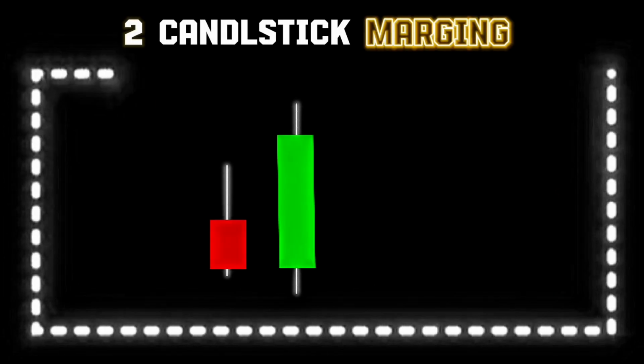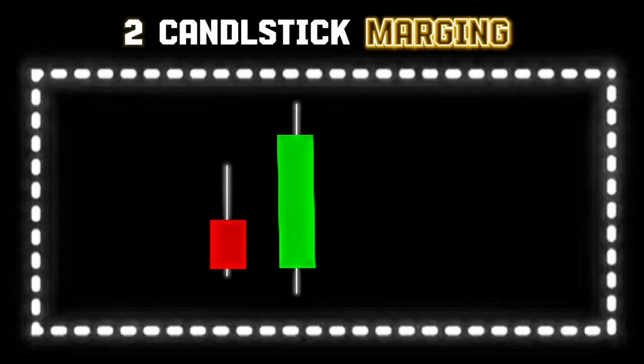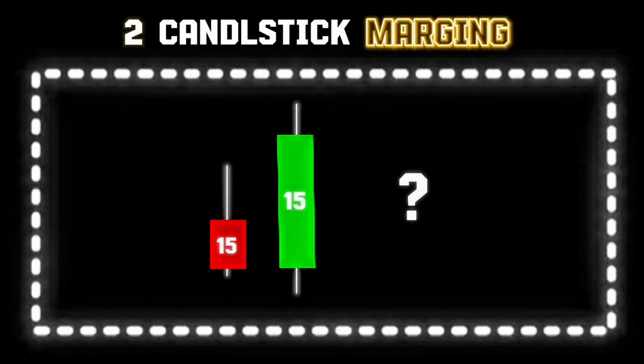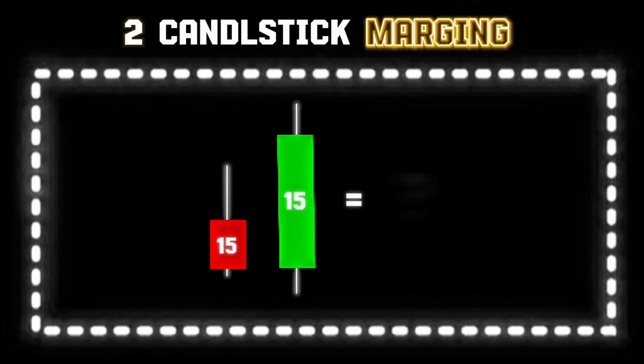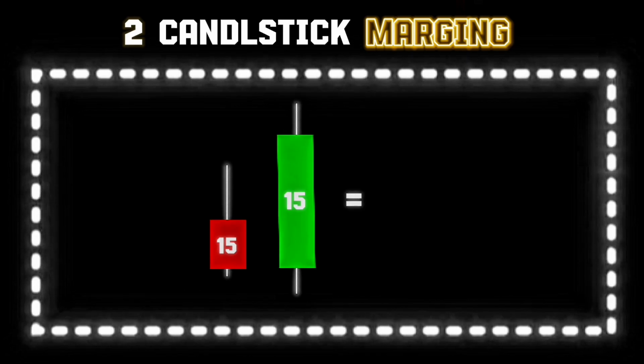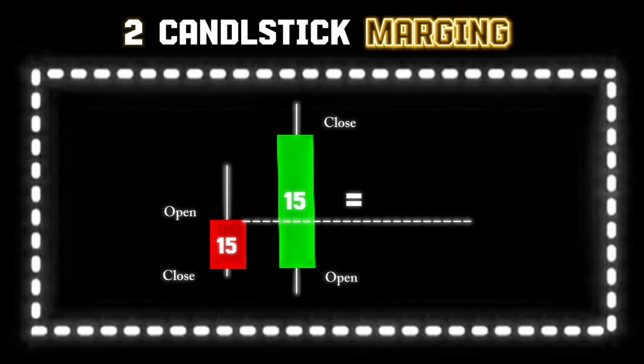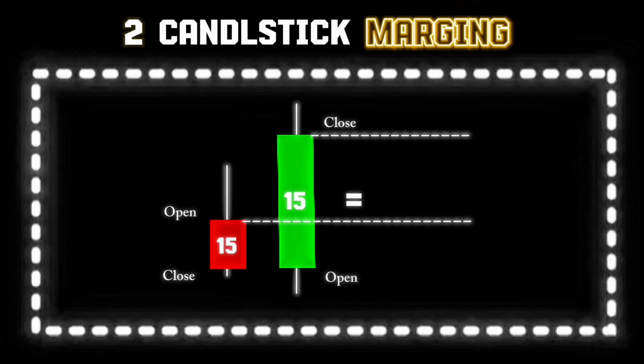Now, let's take a simple example. In front of you, we have 2 candles, each of 15 minutes. The question is, how can we merge these 2 candles into one? It's actually very simple if you follow the steps. First, mark the open of the first candle. Then, mark the close of the second candle.